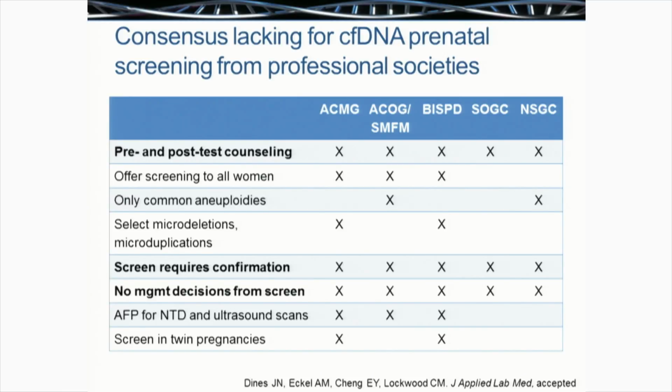There's currently not great consensus regarding cell-free DNA for prenatal screening. So I've bolded the areas where there is consensus, which is that you should have counseling before you get the test and after you get the test. That's a great recommendation. And so all of these professional societies agree with that. Whether to offer this screening to all women or not, we haven't gotten there yet. Whether only to look for the common aneuploidies, still not consensus on that.